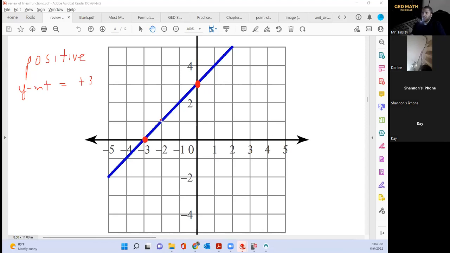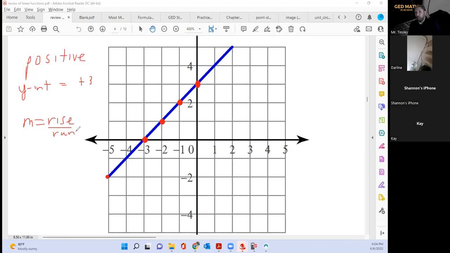But I could have used this point, or this point, or even this point. It doesn't matter. But what I would suggest is to use a point that corresponds to whole numbers on the x and y axis. And watch this. Now I'm going to find the slope. And how we want to do that is rise over run.